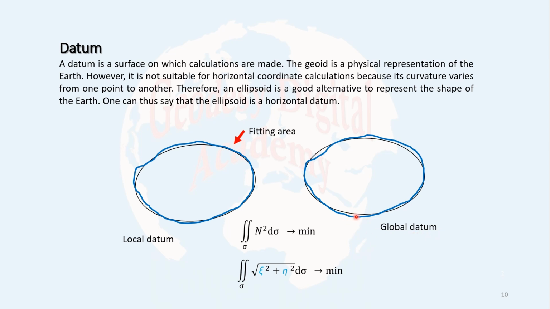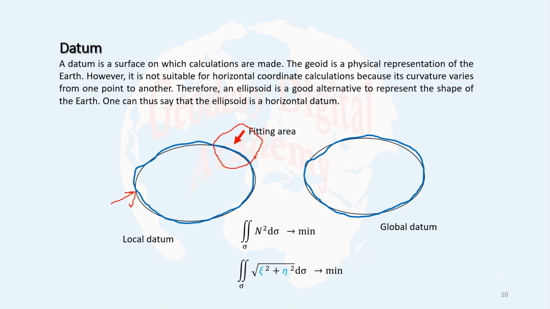Global datum, because the fitting of the ellipsoid is done based on all points over the geoid, all over the Earth. But if our target is just to fit this ellipsoid to a small area or some specific area, and it's not important for us how large the discrepancies are on the other side of the Earth or the other side of the geoid, then we call this datum a local datum.